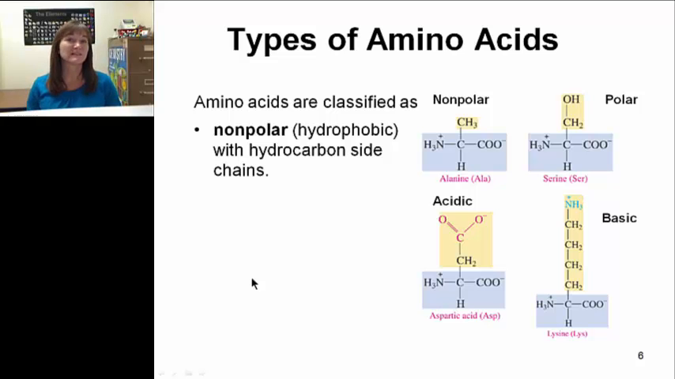Amino acids are broken into 3 different categories. So the first group is called the nonpolar amino acids.